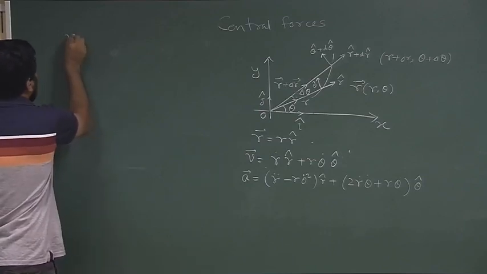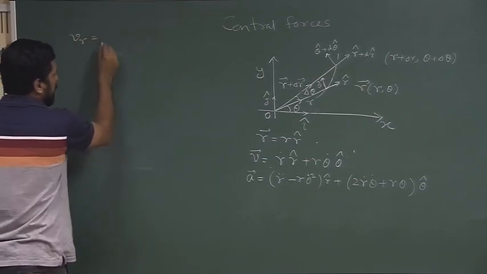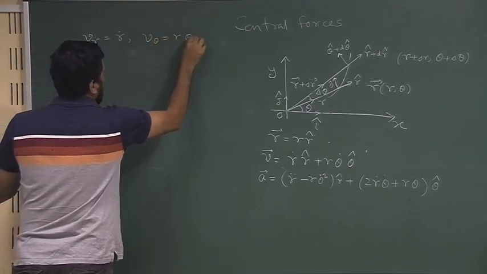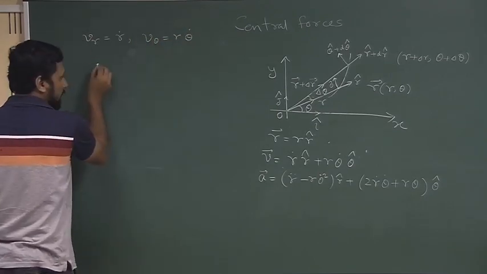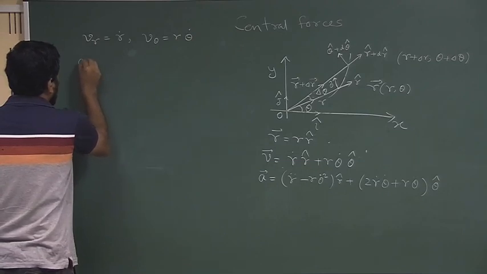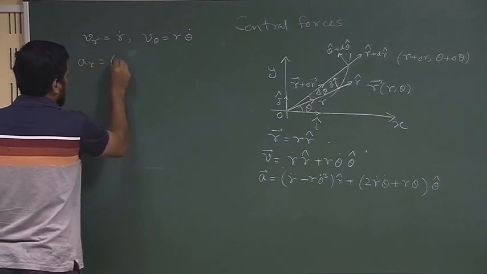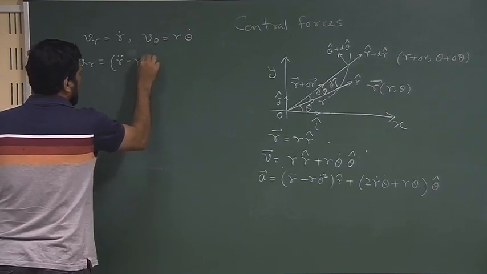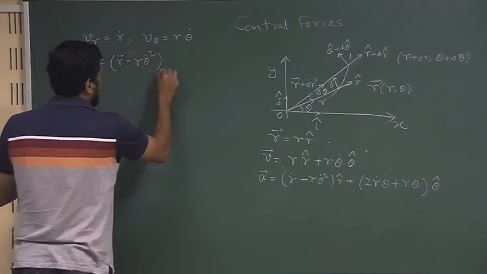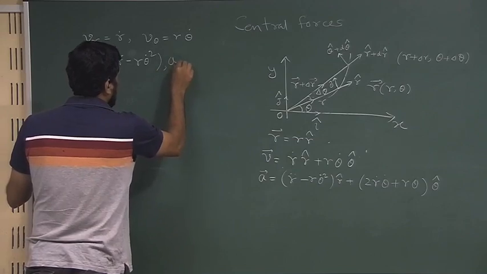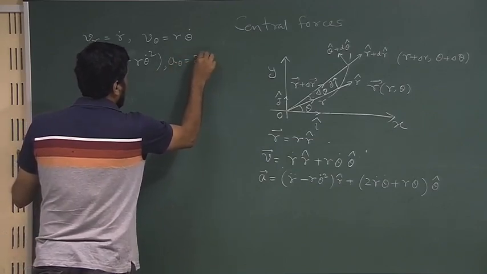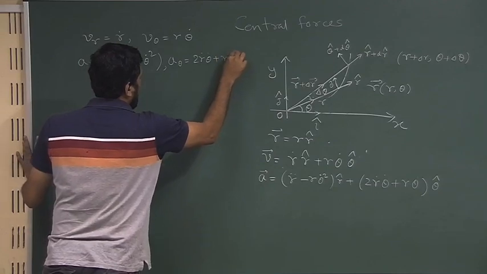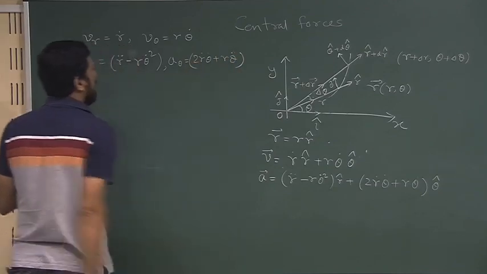We will just keep it here on this side for future reference. So, V r is equal to r dot, V theta is equal to r theta dot, okay. A r is equal to r double dot minus r theta dot square, A theta is equal to 2 r dot theta dot plus r theta double dot, okay.